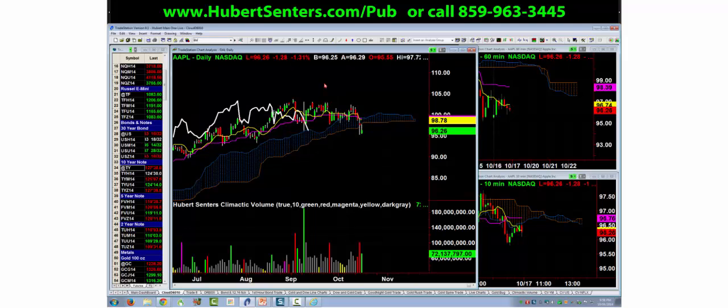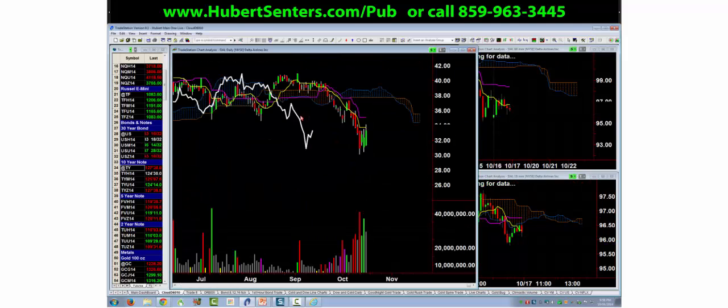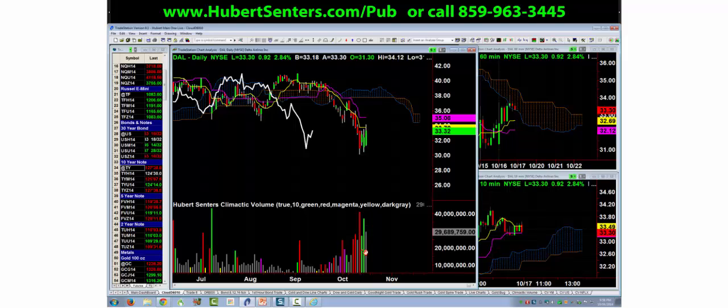DAL, with this Delta Airlines, I believe, yes. DAL, bearish move below the cloud, bullish move on volume, which implies it's going to bounce up to about 35 and then roll back over.